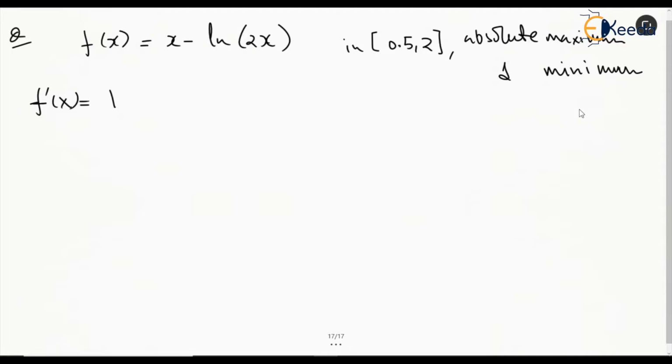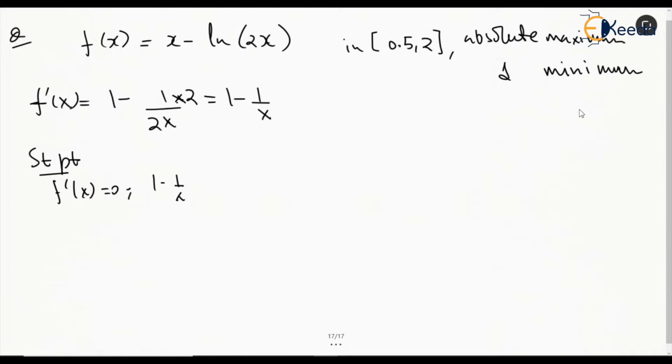This will become 1 minus 1 by 2x into 2, or simply 1 minus 1 by x. So stationary point: f dash of x is equal to 0. It occurs at 1 minus 1 by x is equal to 0, which will occur at x is equal to 1. So this will be one of the stationary points.